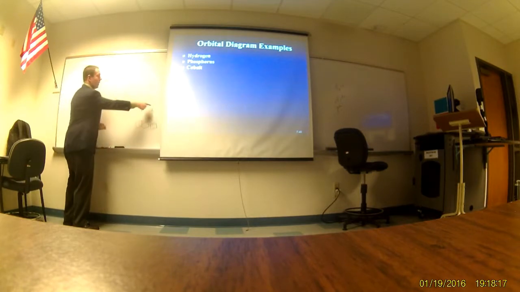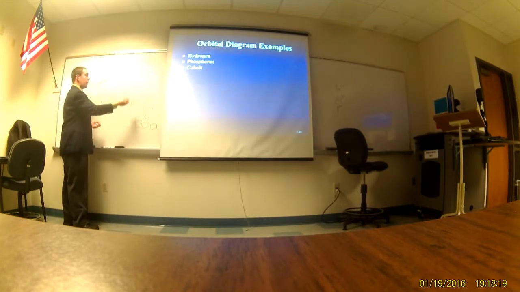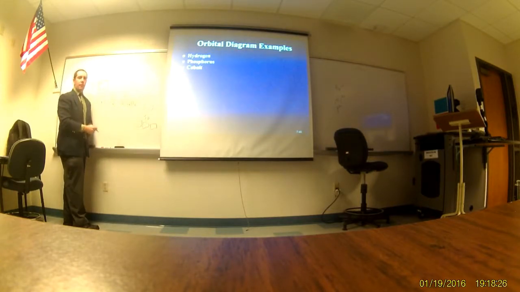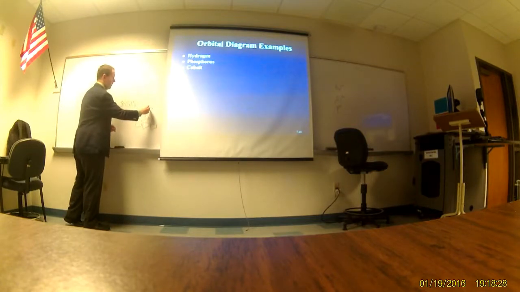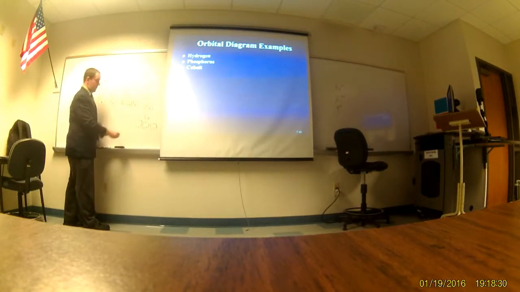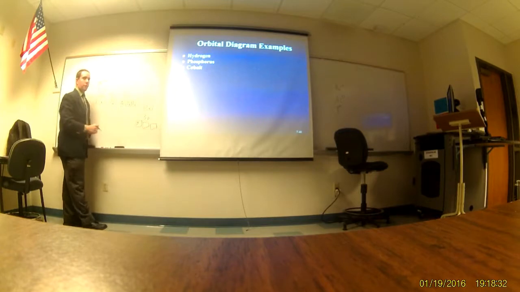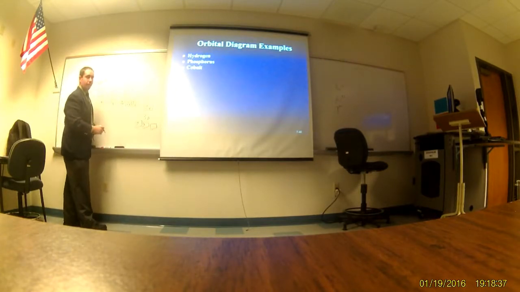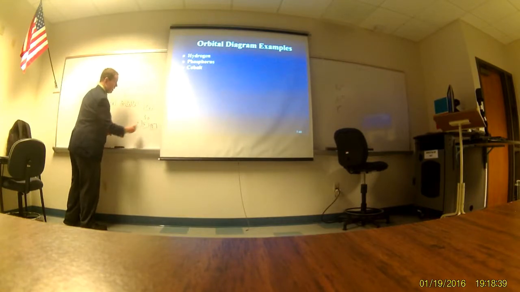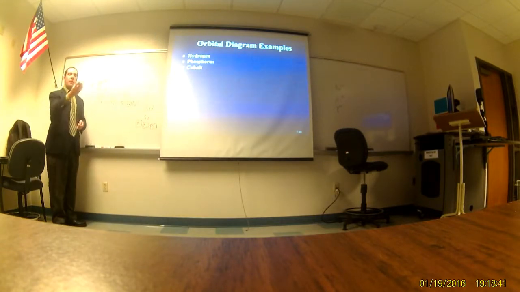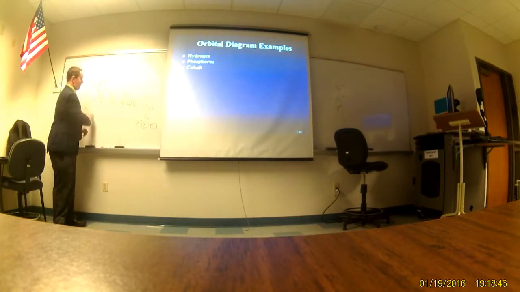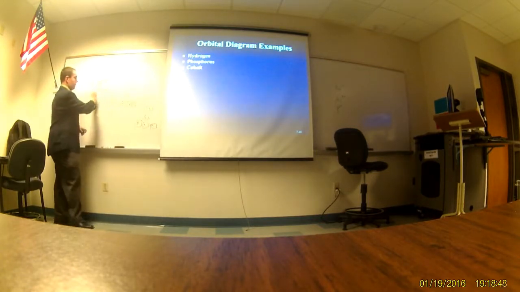But we can't go on to s until the p's are full, so now we have to pair them. We have 8, 9, 10, 11, 12, 13, where's 14? The second box. Where's 15? The last box. And that's 15. You said phosphorus had 15, so we're done. This is your orbital diagram for phosphorus.